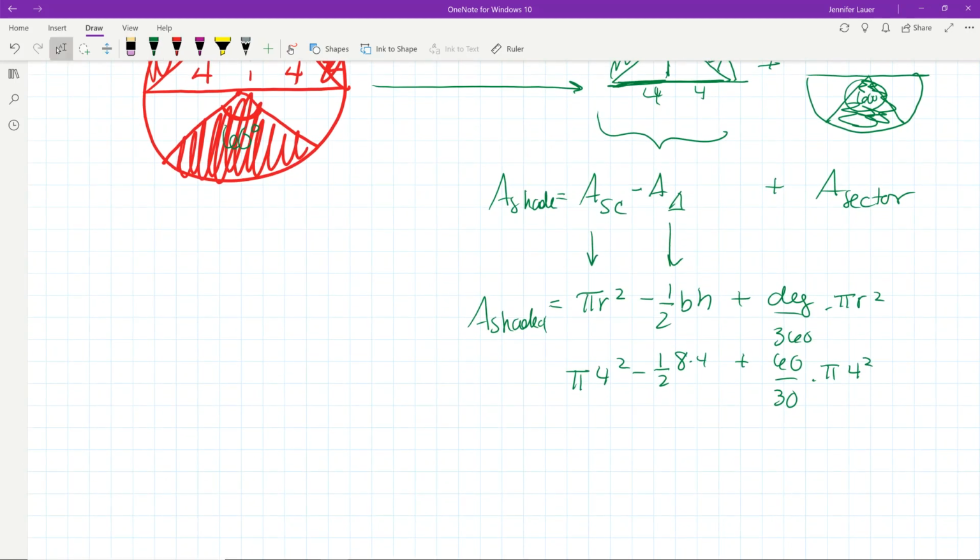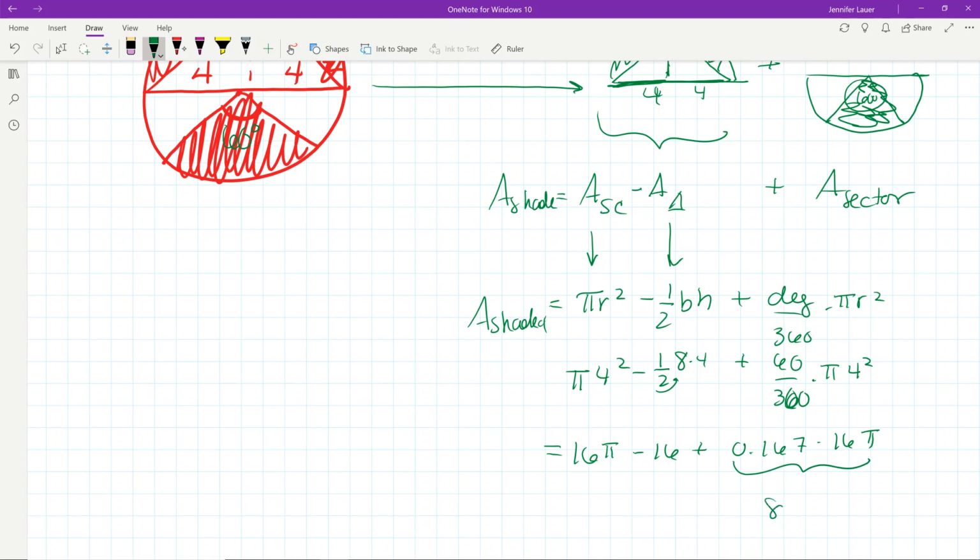So now let's go ahead and see what we have. We have 16 pi minus half of 8 is 4, 4 times 4 is 16. 60 divided by 360, just put it into your calculator. You can use the fraction, but you don't have to. You can say 60 divided by 360 is 0.167 times 16 pi. So I'm going to go ahead and put that in, and then times pi.